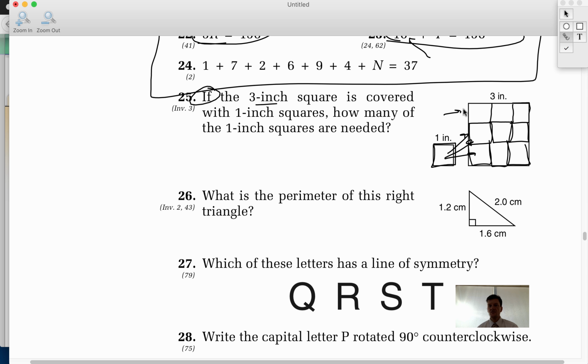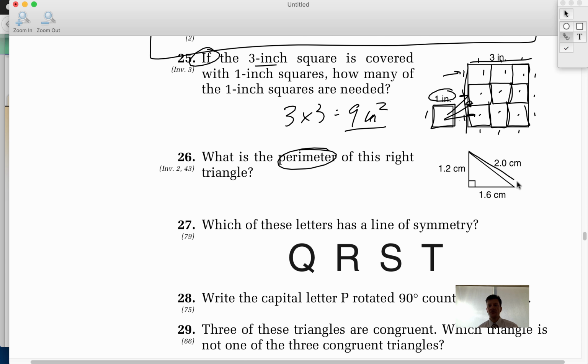Because if this square is 1 by 1, then this would be 1, and this would be 1, and that would be 1. All of these squares, the sides are 1 inch in length. So that tells me that 1, 2, 3, 4, 5, 6, 7, 8, 9 of them are going to fit in there, because I'm going to put 3 across and 3 down. 3 times 3 is 9, and that is inches squared.